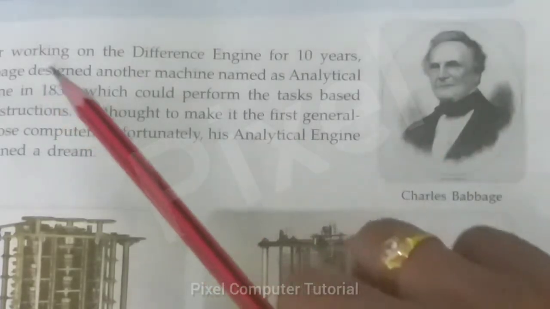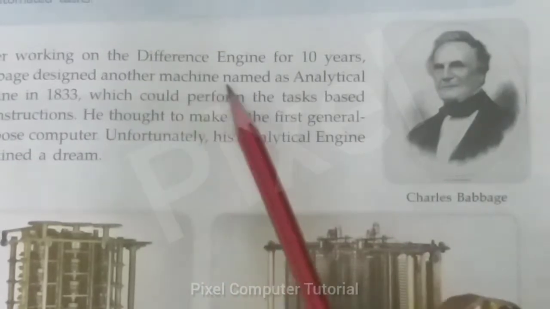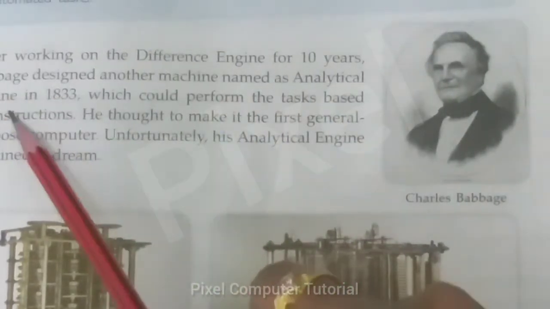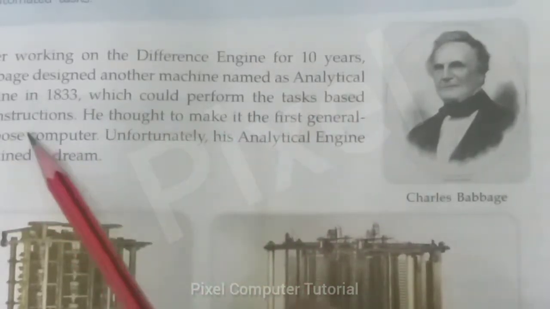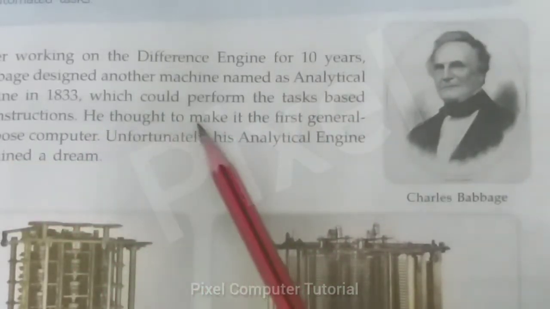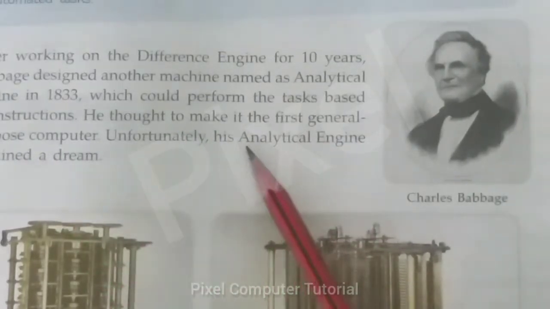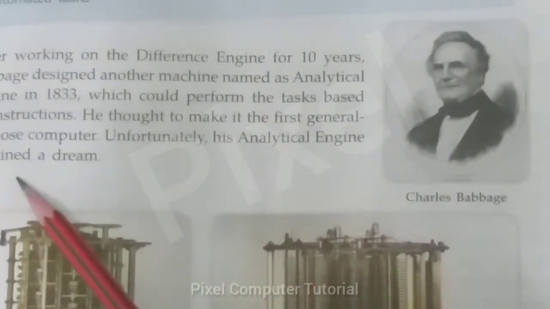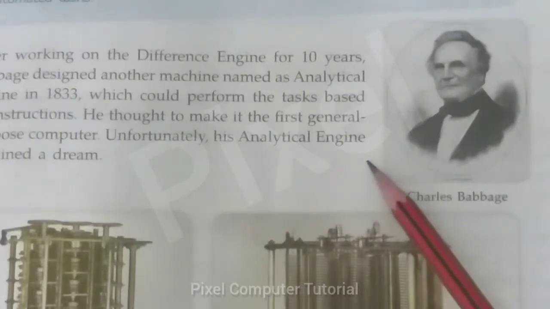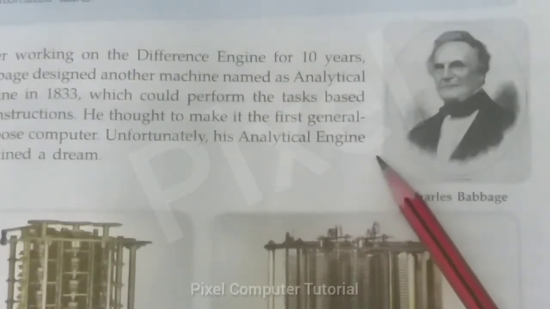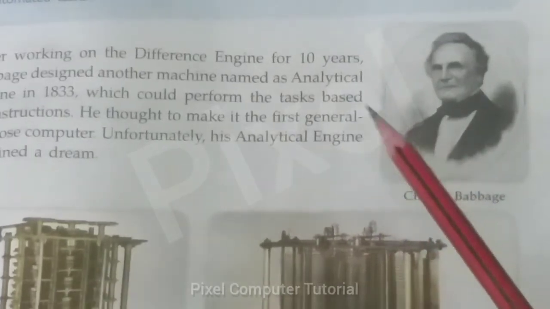Okay, so after working on the difference engine for 10 years, Babbage designed another machine named the analytical engine in 1833, which could perform tasks based on instructions. He thought to make it the first general purpose computer. Unfortunately, his analytical engine remained a dream. So basically, he did find a kind of computer, but unfortunately he could not complete it.